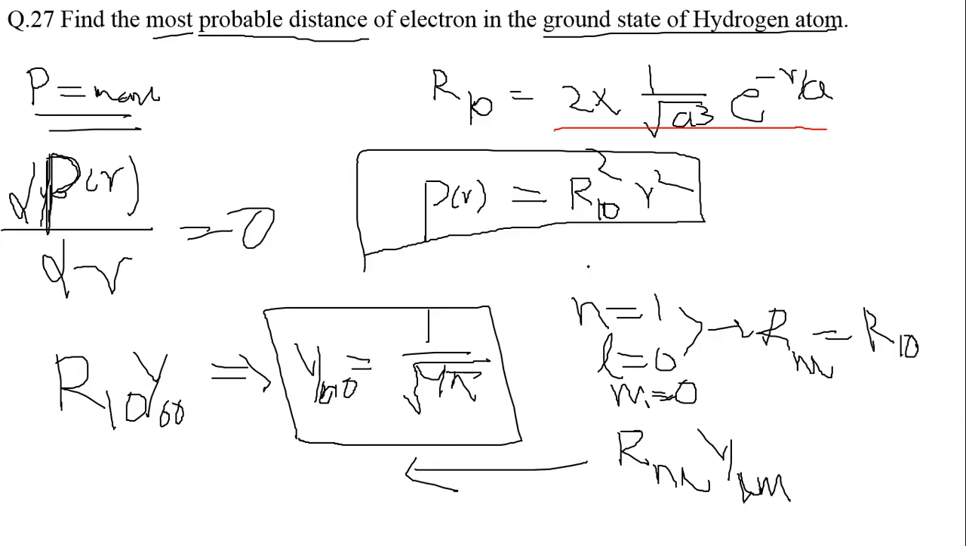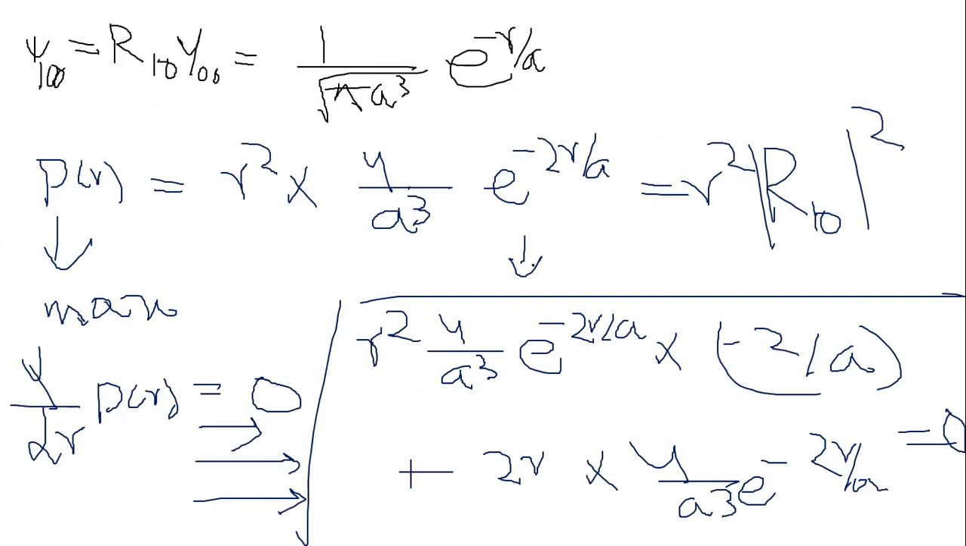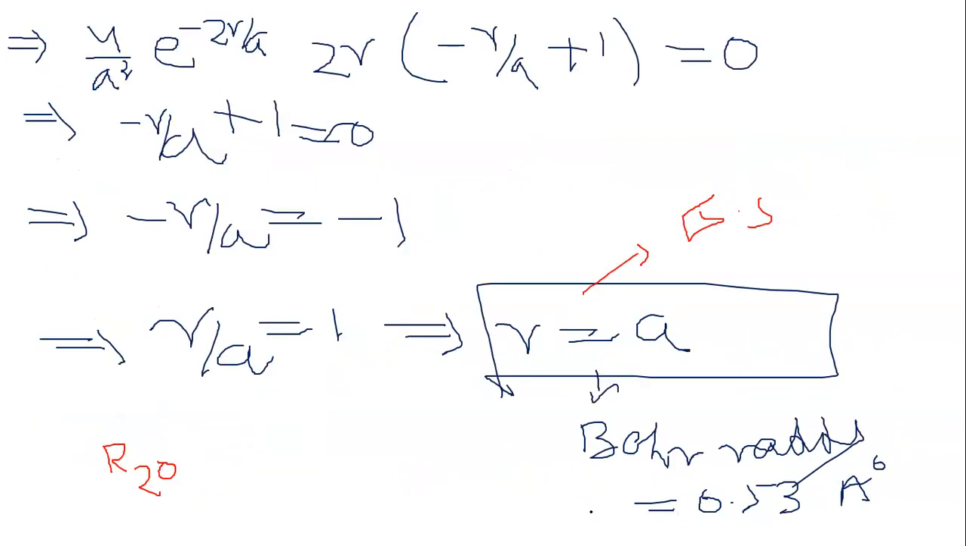When you put these values, P(r) will be r square into 4 by a cube e to the power minus 2r by a. If you take the derivative and equate it to 0, the derivative will be r square into 4 by a cube e to the power minus 2r by a into minus 2 by a, plus 2r into 4 by a cube e to the power minus 2r by a, and this equals 0. When you take 2r into 4 by a cube e to the power minus 2r by a as common, that will be 1 minus r by a equals 0. So r by a equals 1 and r equals a. So r equals a gives the most probable distance of electron in the ground state of hydrogen atom.